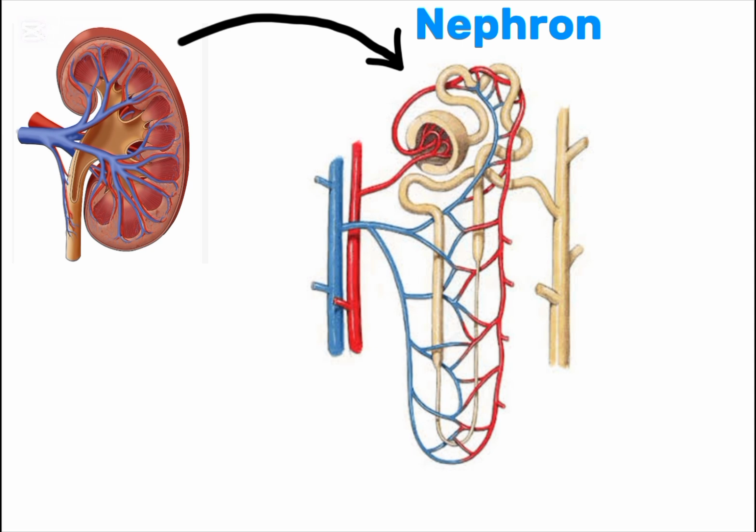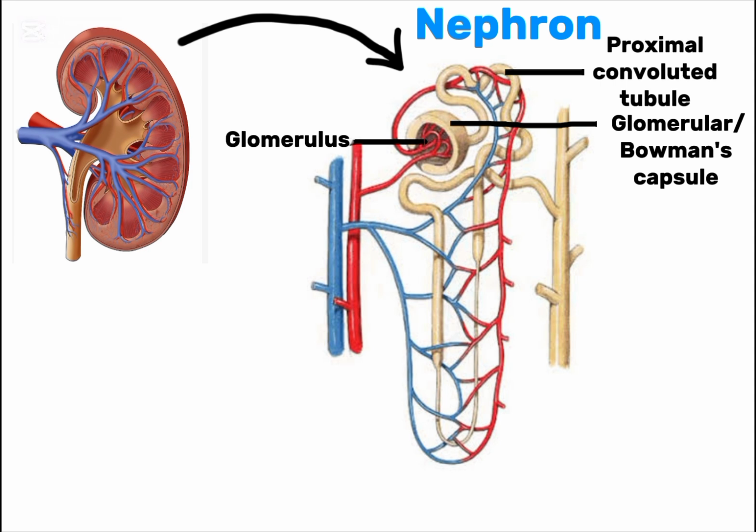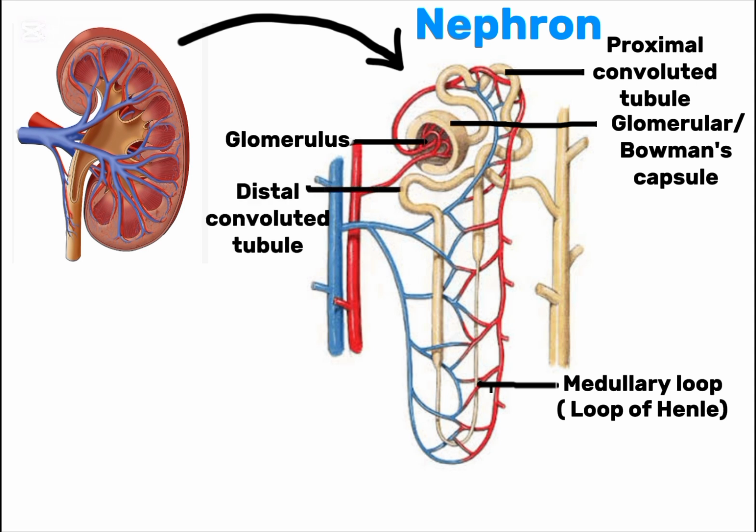Let's first have a look at the major parts of the nephron. This cup-shaped part is the glomerular or Bowman's capsule. This network of capillaries inside the glomerular capsule is the glomerulus. Continuing from the glomerular capsule is the proximal convoluted tubule. Continuing from the proximal convoluted tubule, the next part is the medullary loop or loop of Henle. Continuing from the loop of Henle, the last part is the distal convoluted tubule that is continuous as the collecting ducts.